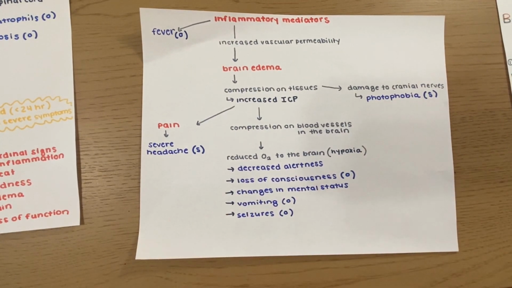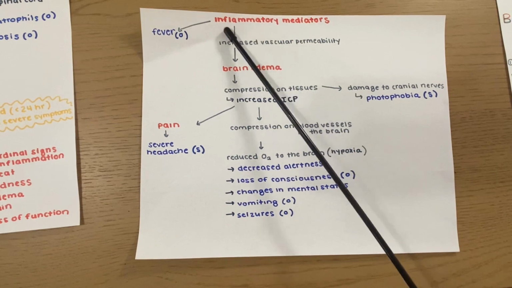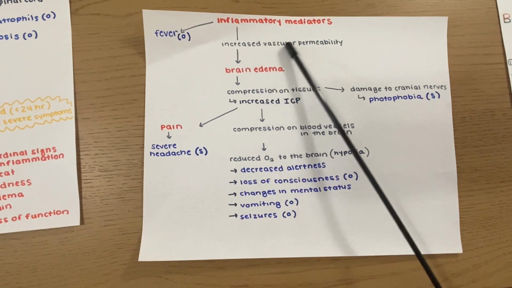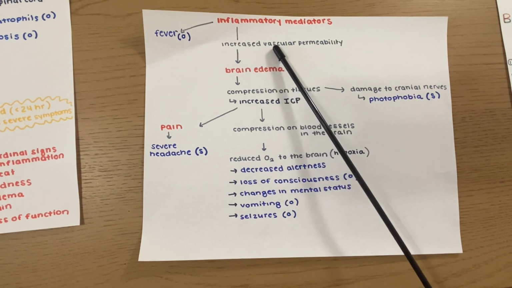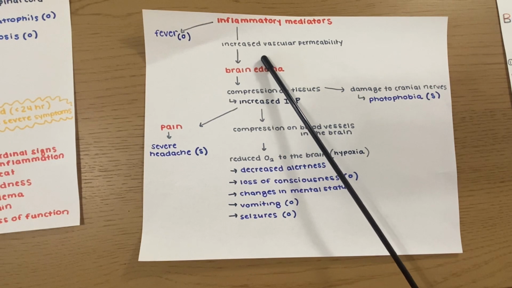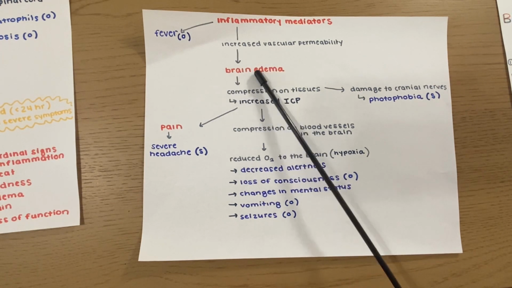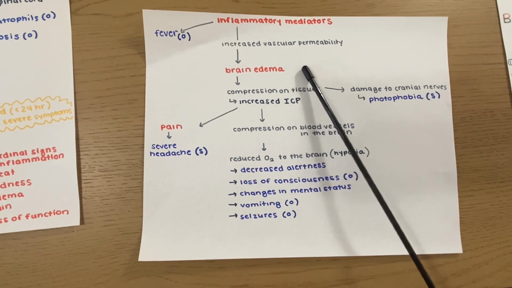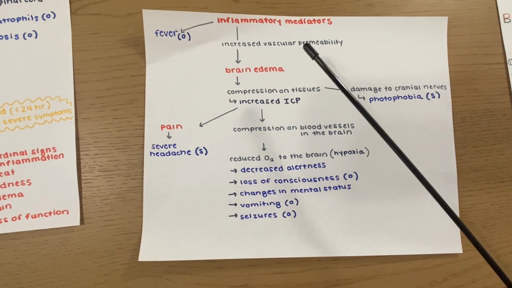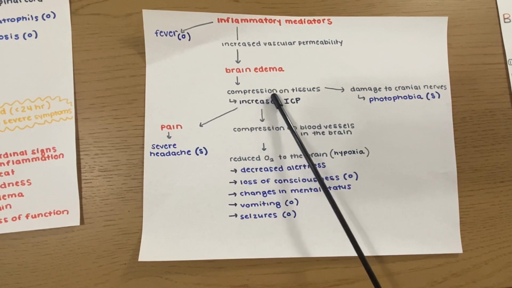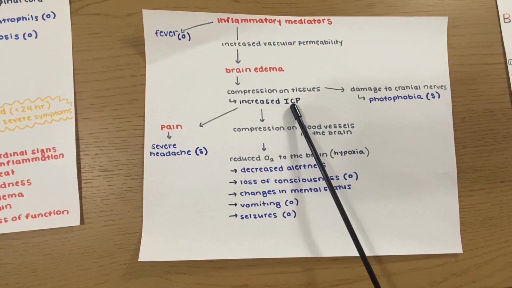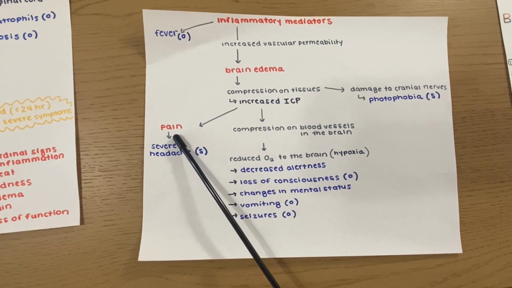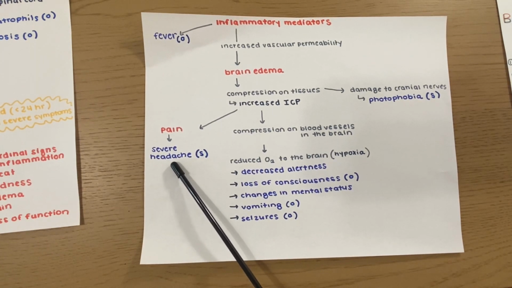Since it's an inflammatory reaction, the inflammatory mediators can act on the hypothalamus to cause fever, and they can also increase vascular permeability, so the fluid would be leaked out of the blood vessels into the tissue, which could cause brain edema or swelling with the liquids. And then this extra liquid in the tissue can cause compression, which would increase the intracranial pressure, and this excess compression can cause pain, and a symptom could be a severe headache.